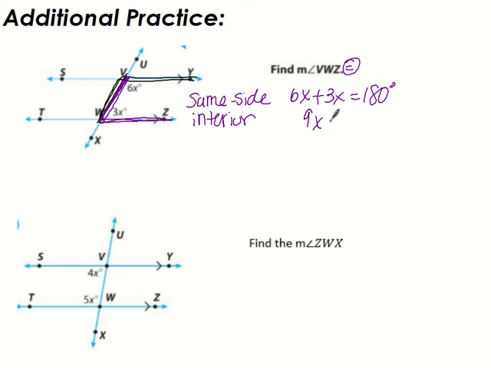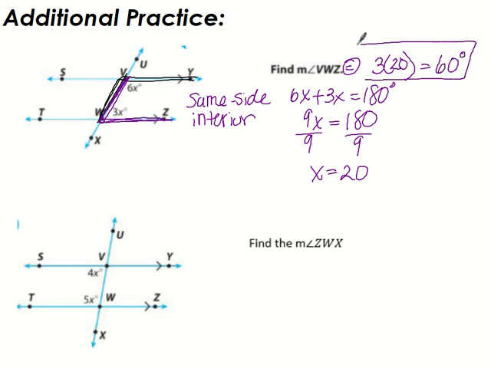So I get 9x equals 180. I divide by 9, and I get x equals 20. Now that just tells me what x is. To find the measure of the angle, I need to take my x and plug it back in. Remember, we're looking for that purple angle, and it's 3x. So to find the measure of VWZ, I'm going to take 3 times 20 and get 60 degrees. There's our final answer. That is the measure of angle VWZ.